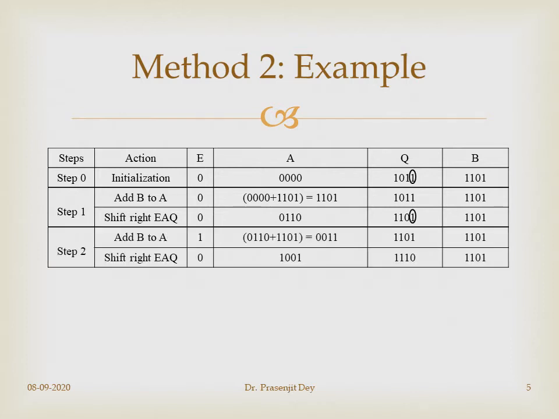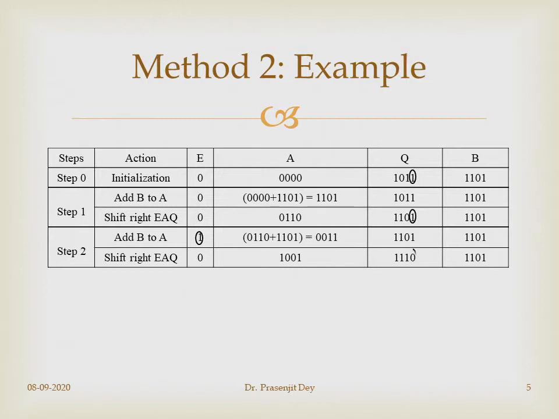Now what is the last bit of the multiplier? It is 1. So again we will add the multiplicand B to the current value of A, which will give us a value 0011, and you can see that it also generates a carry, and that is why the carry bit E is 1. Now we will move the EAQ block 1 bit position right, and it will give us the value 0 1001 1110.